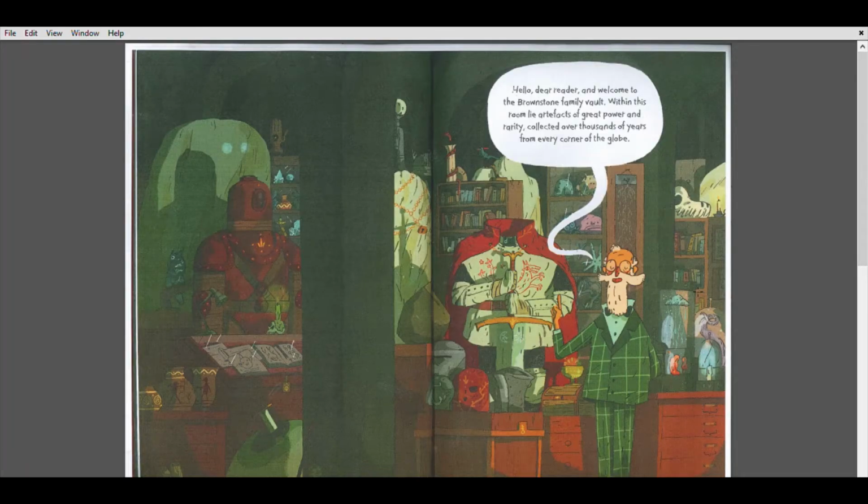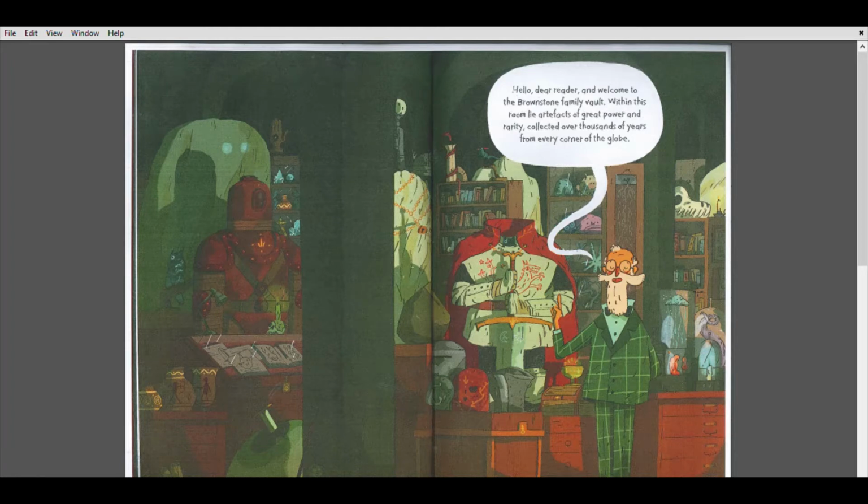It says, "Hello dear reader and welcome to the Brownstone Family Vault. Within this room lie artifacts of great power and rarity collected over thousands of years from every corner of the globe." Now there's a few words in here that are interesting. Family Vault. Vault is something we usually would describe something we keep very precious things that are very valuable. So in this family vault, it seems like they've kept some really valuable items. The second word, interestingly, in here is within this room like artifacts.